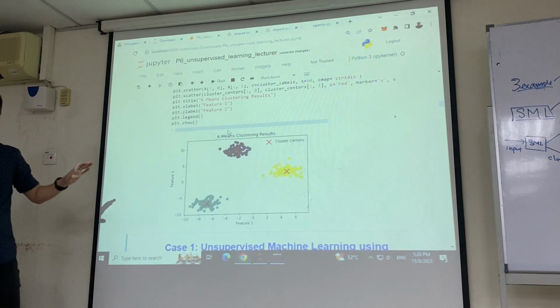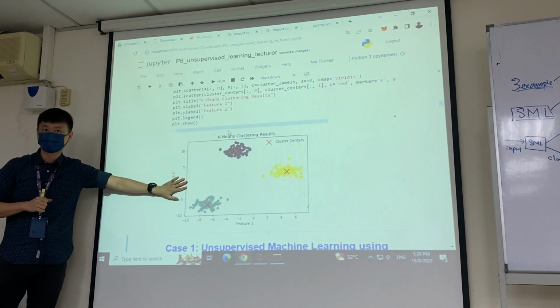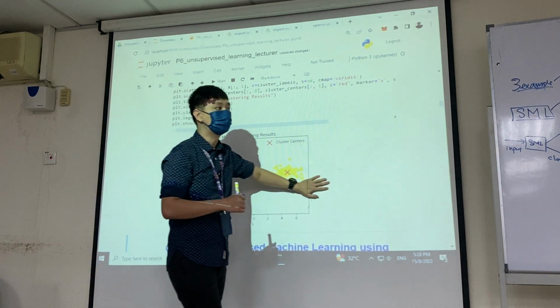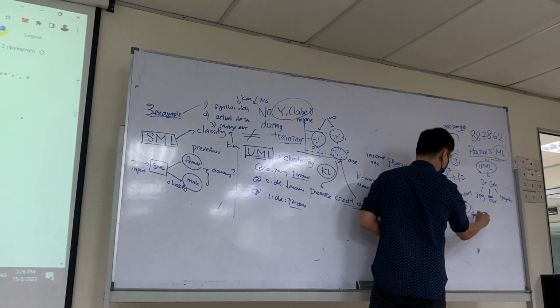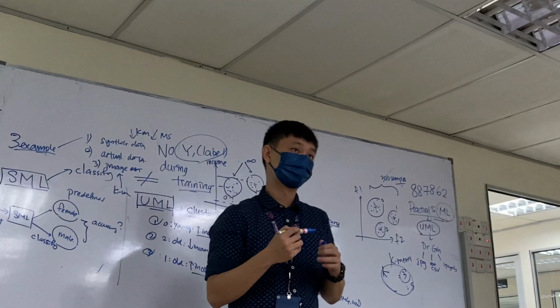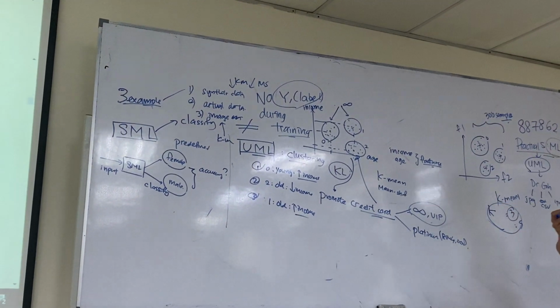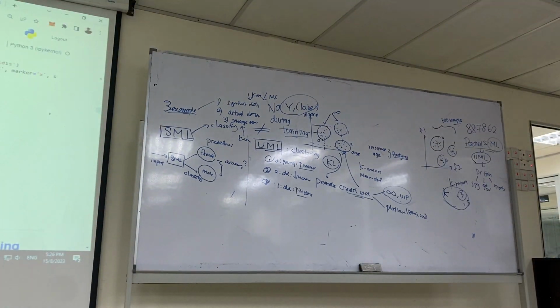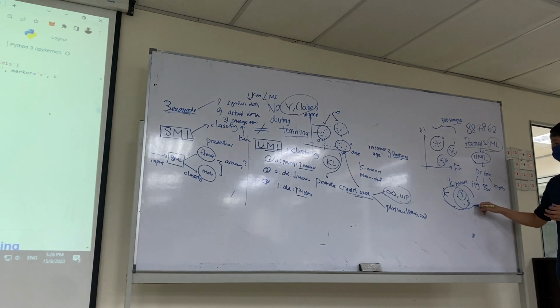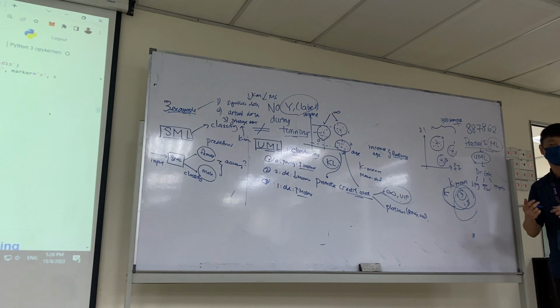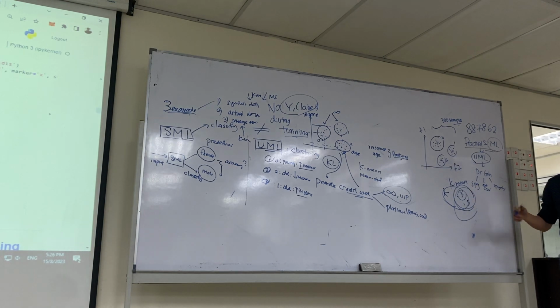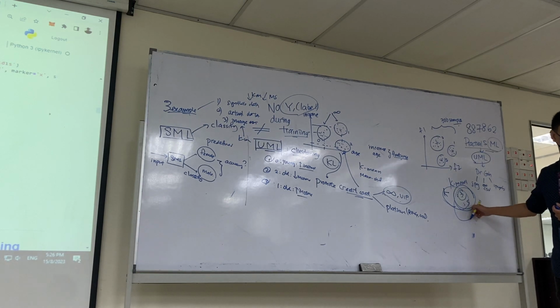Okay, but the limitation of K-means here is we have to define the value of K. So that is the main limitation. Not in all cases do we know what the value of K is. Before you apply K-means, you have to set this value first. But how do we get the optimal K? That is one of the challenges.